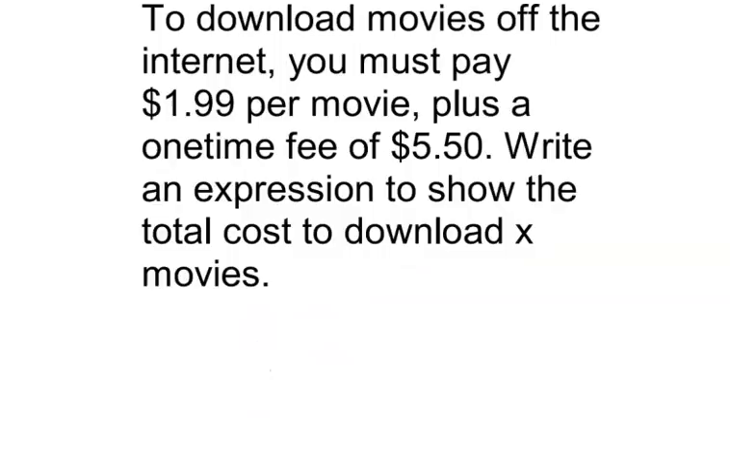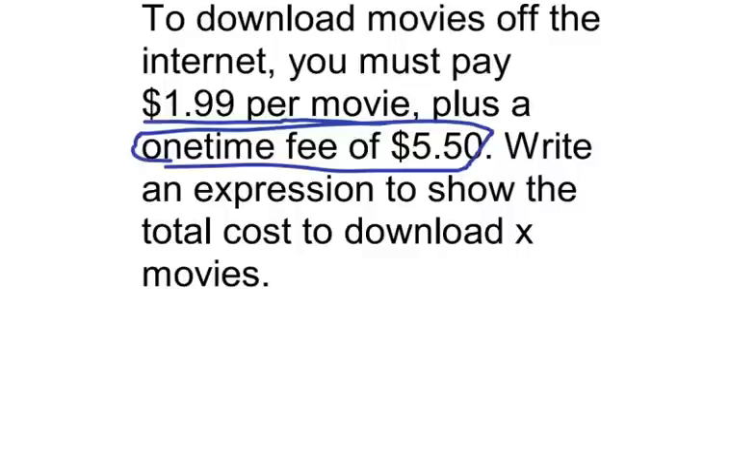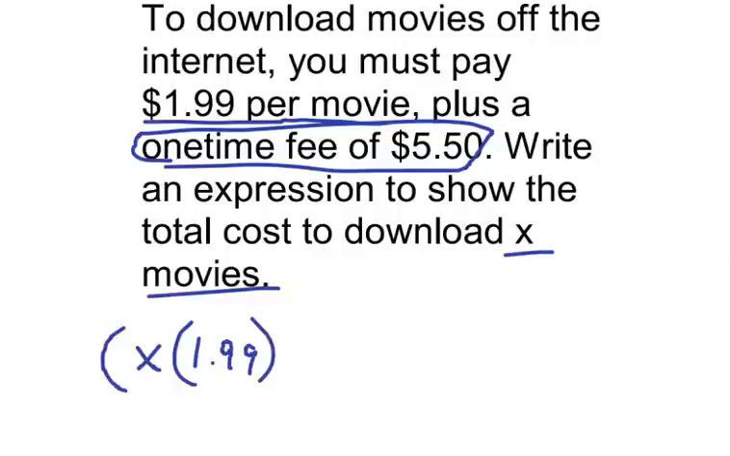To download movies off the internet, you must pay $1.99 per movie, plus then a one-time fee. Okay, so this is only one time. Write an expression that shows the total cost to download X movies. All right, they're not telling us how many movies. They're saying that it could be 1, it could be 2, it could be 3. So that's the unknown. But we know that every single time you get a movie, you will have to pay $1.99. So it's going to be X times $1.99.